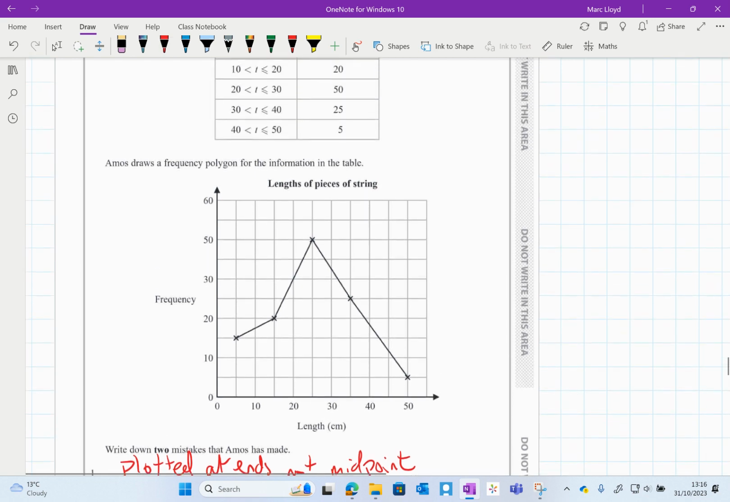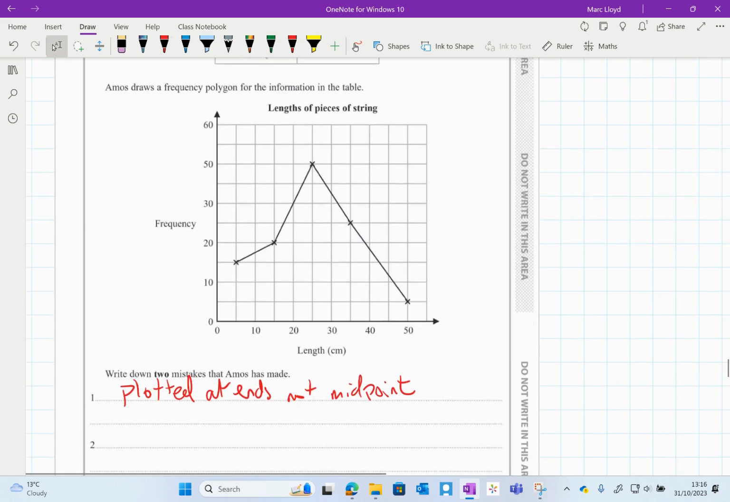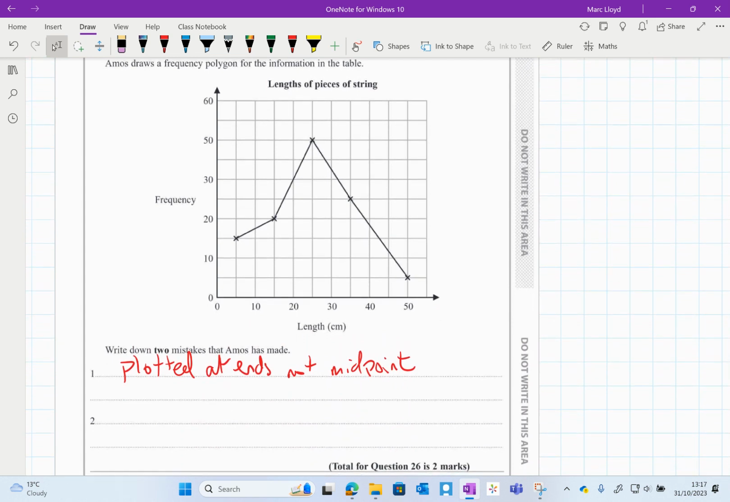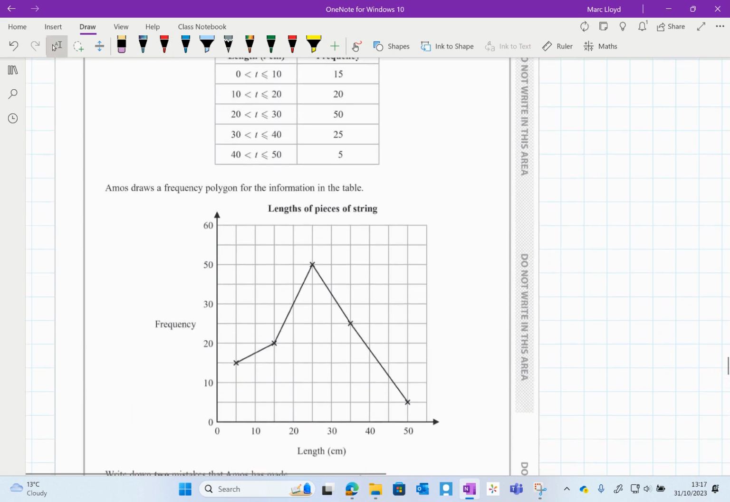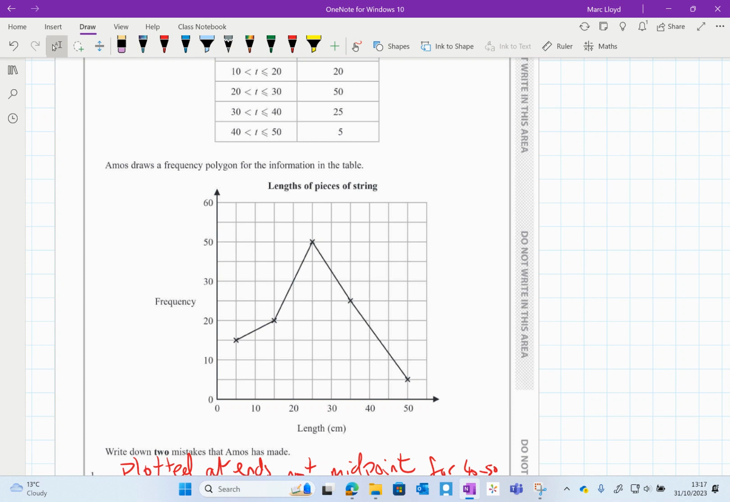Okay, next bit. Actually, no. Plotted at ends, not midpoint 4. That's 40 to 50, isn't it? Okay, so I'm happy with that, 40 to 50. And then 5, 25, that's fine.